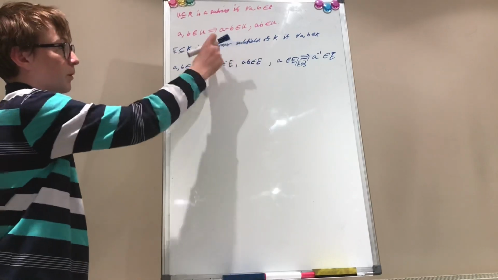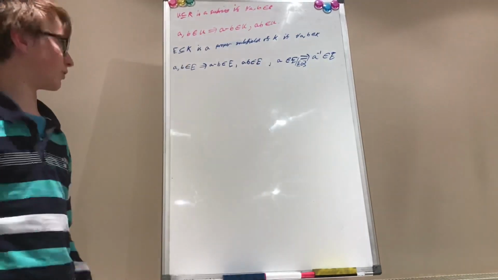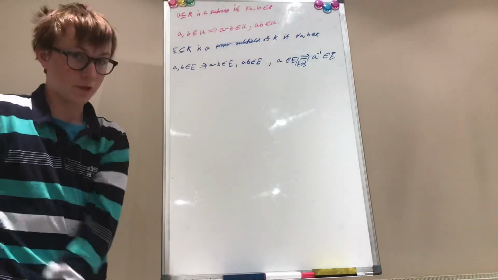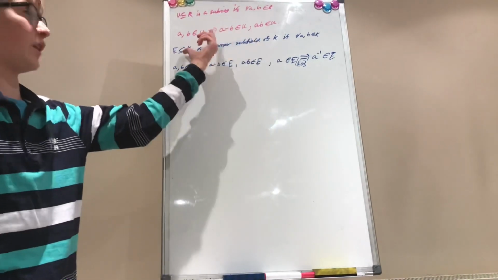Basically, I say proper because it has to be a proper subset of K to be a proper subfield. It doesn't have to be a proper subset of K to be a subfield of K. But if it's a proper subfield, it is a proper subset of K.